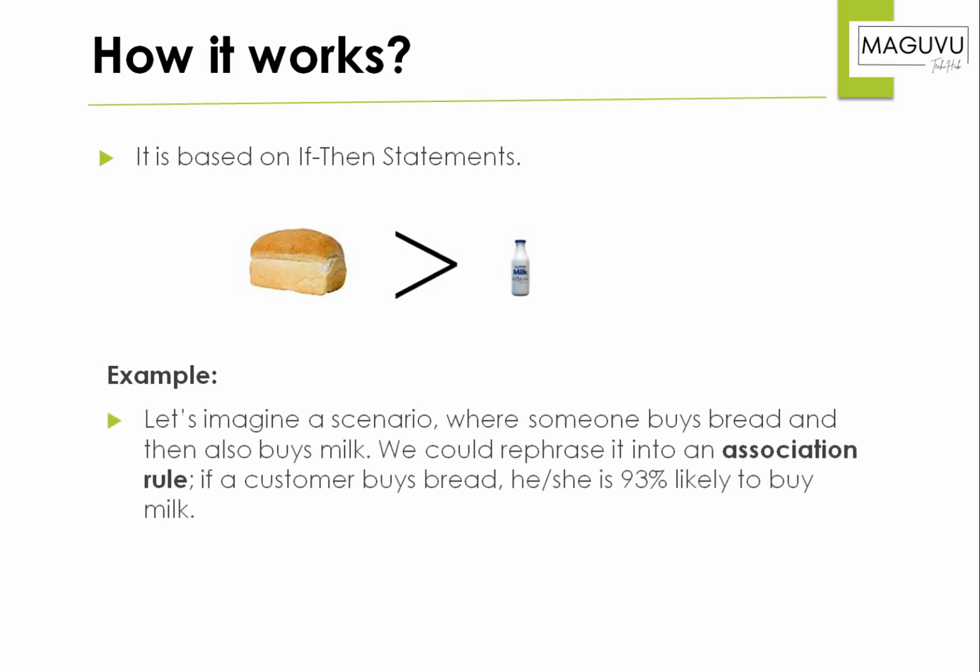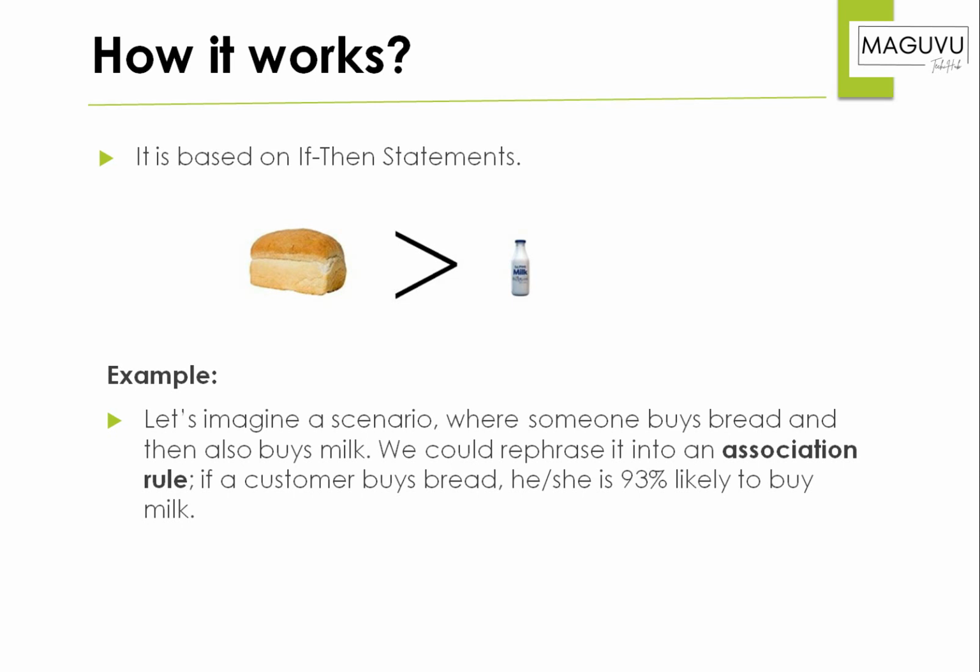When you are looking at association rules, you are basically trying to look at if-then statements. So let's take for example that in a transaction there was somebody who purchased bread and then purchased milk. If we take a closer look at this, we could then say that if a customer buys bread, then the customer is likely to buy milk also.